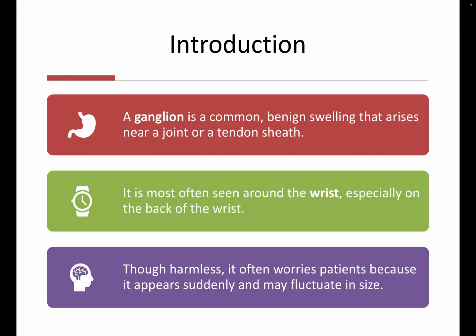A ganglion is a common benign swelling that arises near a joint or a tendon sheath. It is most often seen around the wrist, especially on the back of the wrist. Though harmless, it often worries patients because it appears suddenly and may fluctuate in size.